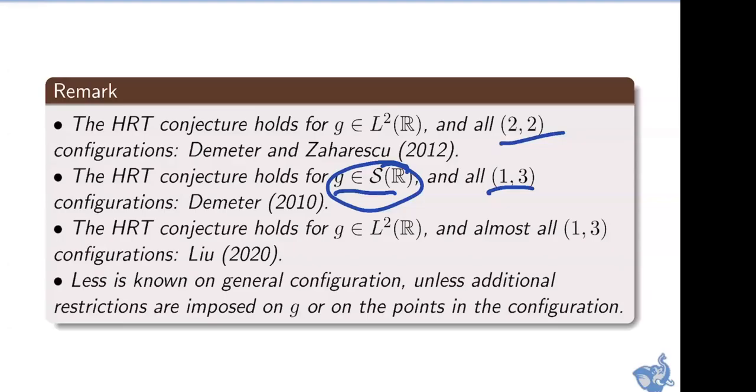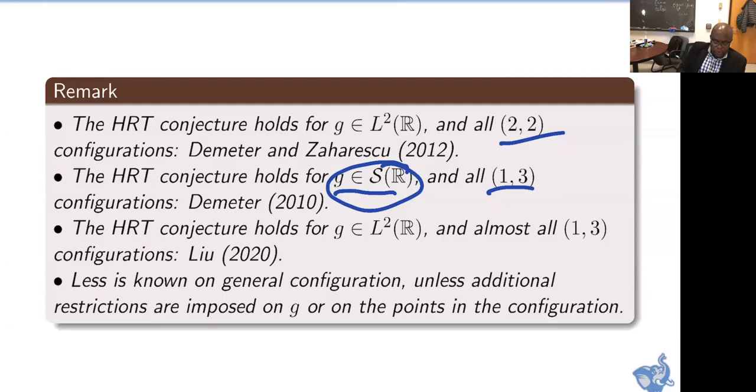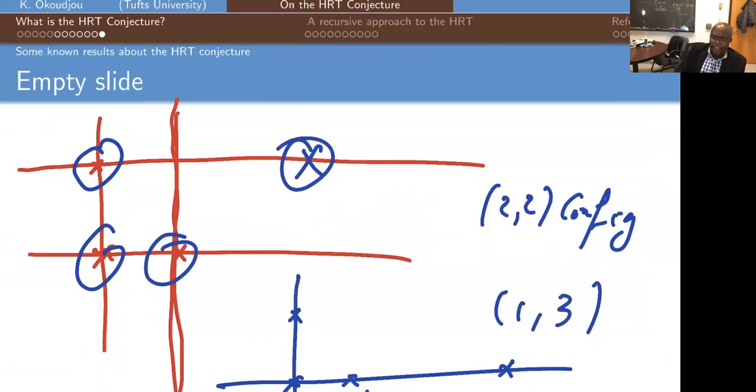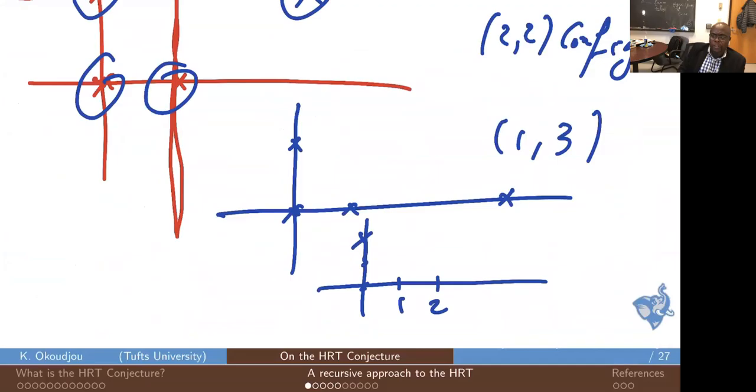Okay. So you can remove the condition that the function is a Schwartz function by allowing g to be in L2, but you have to allow for maybe a bad class of 1-3 configurations for which you might not be able to conclude. So these are the general results that are known. And beyond that, nothing is known for 4 points.